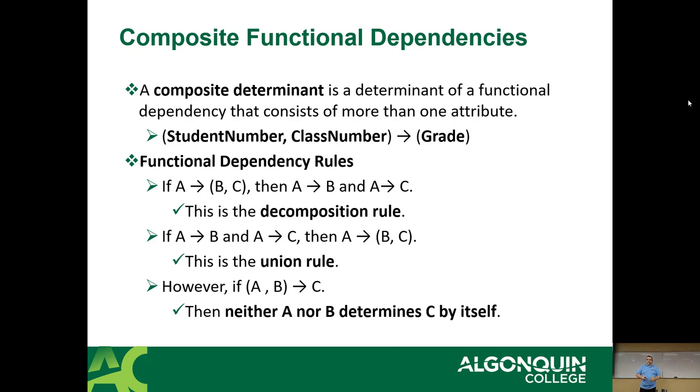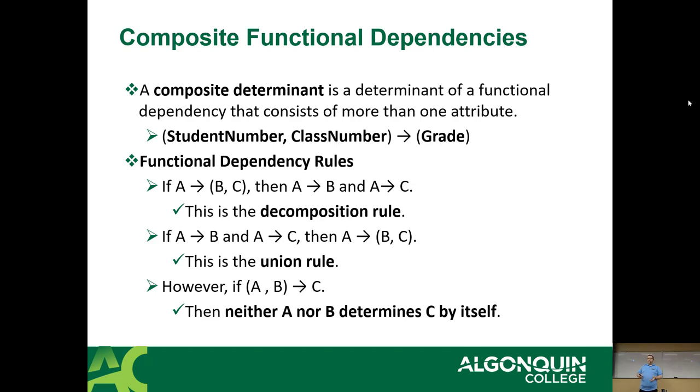All right, so a composite determinant is a determinant that consists of more than one attribute. This one's actually going to be a little closer to how you guys would actually realize this. So a student number and a class number determines the grade. You have a student number, you've got a course section number, that determines your grade as far as Access is concerned. So here are the rules.